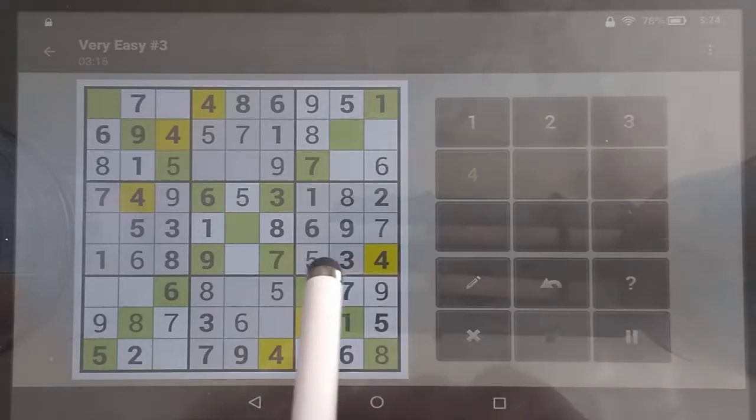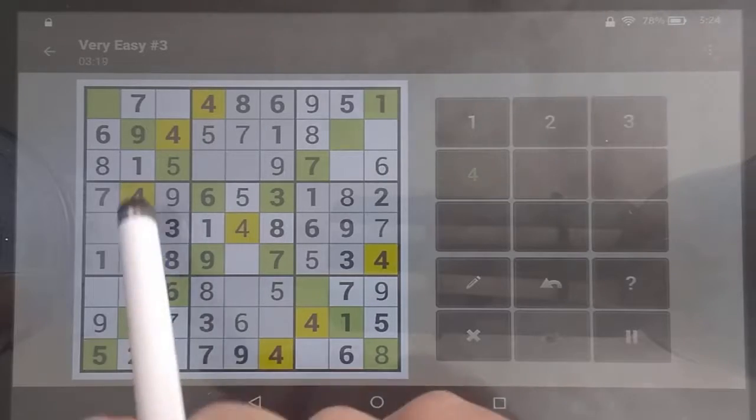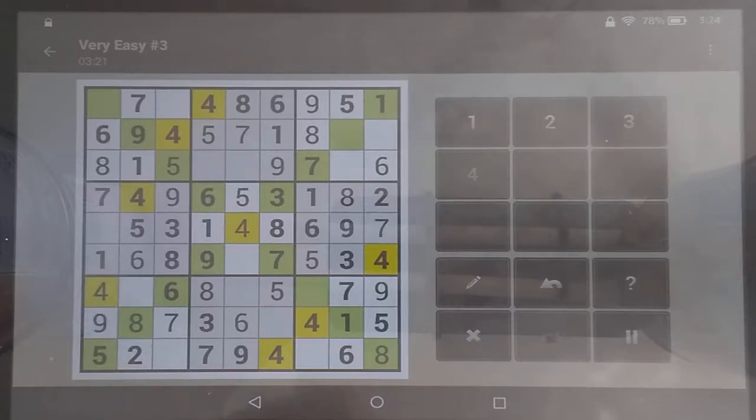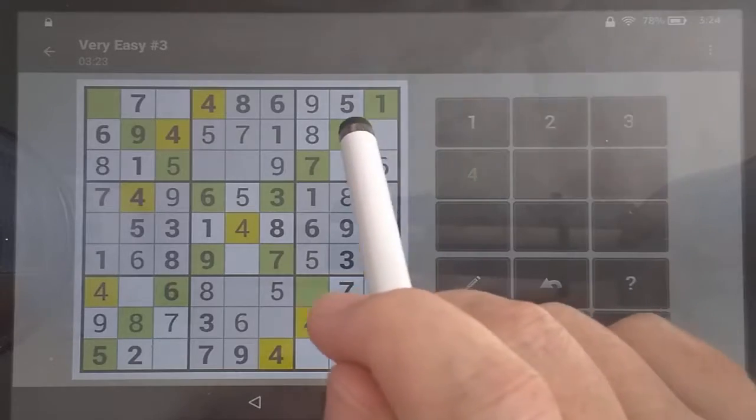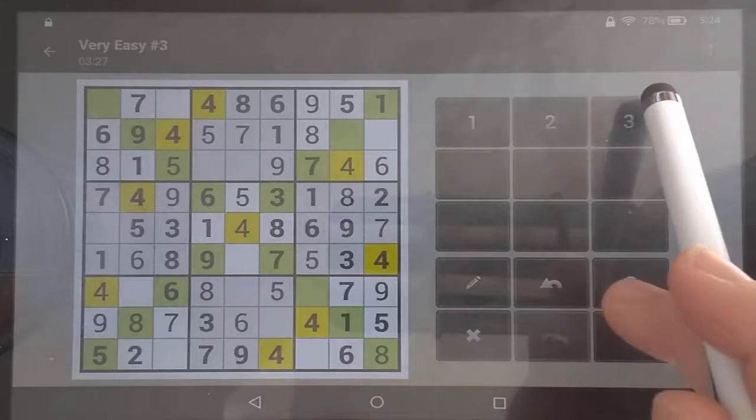4s. This row's blocked, so that's where the 4 goes. These two columns are blocked, so that's where that 4 goes. This column and this row are blocked, so that's where that 4 goes.